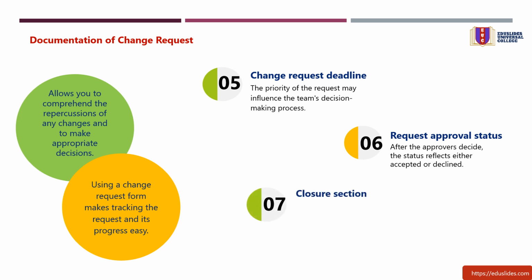7. Closure section. The closure section provides the final determination regarding the change request. If the evaluating team approves a request, it is important to notify the project team as soon as possible so that they can prepare. It is also helpful to update any deliverables or deadlines affected by the change promptly so that the information is easily accessible.